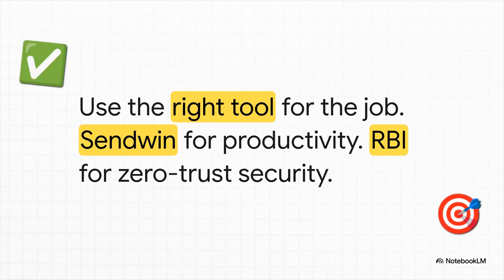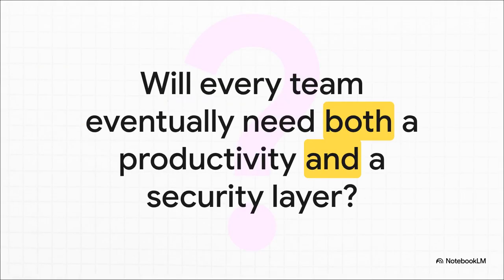So, at the end of the day, it all comes down to this. Use the right tool for the job. If your biggest pain point is juggling accounts and collaborating with your team, you choose a cloud browser like Sendwin. If your number one, absolute top priority is locking down web access and stopping threats, you go with an RBI platform. And that leaves us with one final thought to chew on. As pretty much all of our work moves into the browser, maybe the future isn't about choosing one or the other. Perhaps it's about intelligently combining both, a productivity layer and a security layer, so we can be both fast and safe. Something to think about.